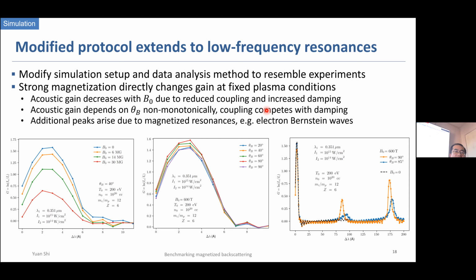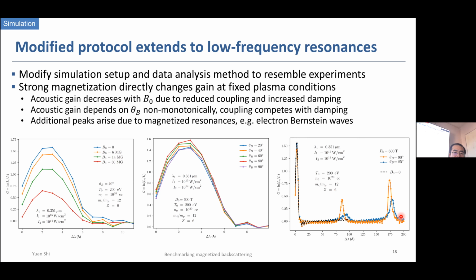But the other more dramatic effect of a magnetized plasma is that you have additional resonances. For example, if you remember your waves class, there is a thing called a Bernstein wave, right? Usually people talk about Bernstein waves when you propagate perpendicular to a magnetic field. But of course, when you propagate at an angle, there are still Bernstein-like waves. I'm just calling those electron Bernstein-like waves. Those waves provide additional resonances. Here, the lowest peak is the acoustic peak. But very close to the acoustic peak, you also have those Bernstein peaks.